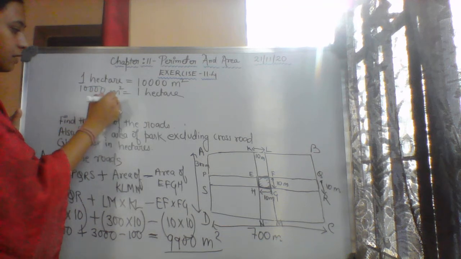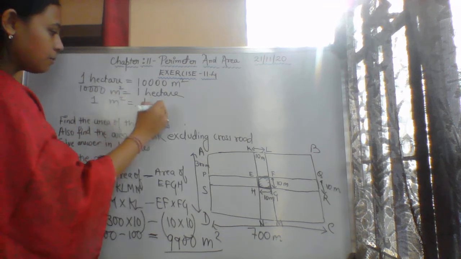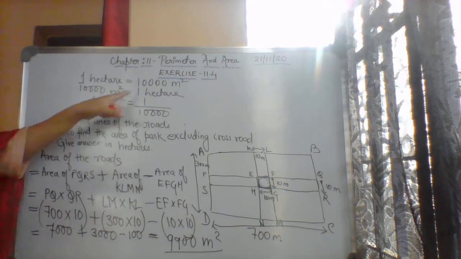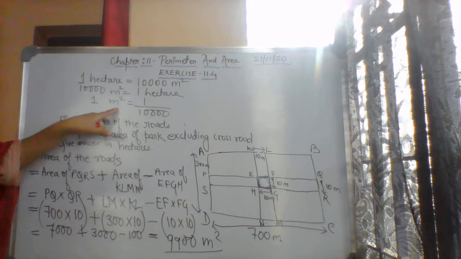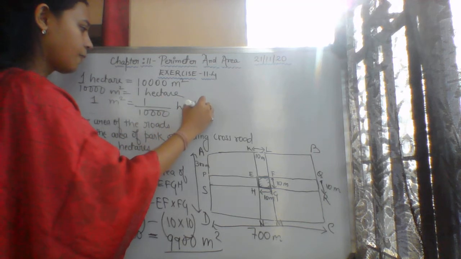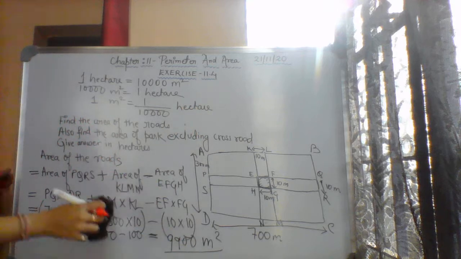Therefore 1 meter square equals to how much? 1 by 10,000 hectare, unitary method. Okay, 10,000 meter square is 1 hectare, so 1 meter square is 1 by 10,000, that much hectare.